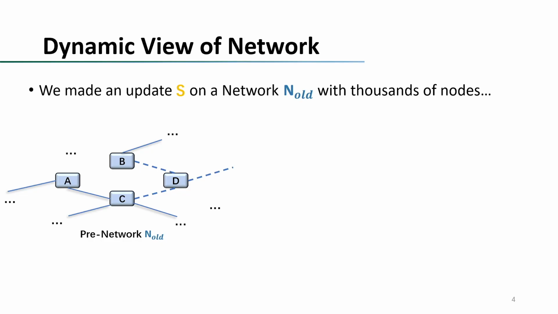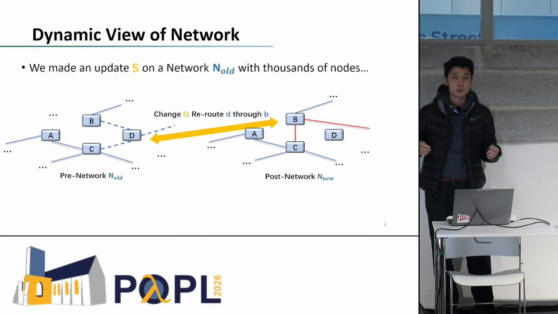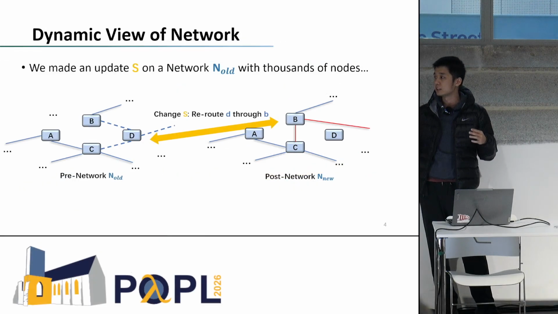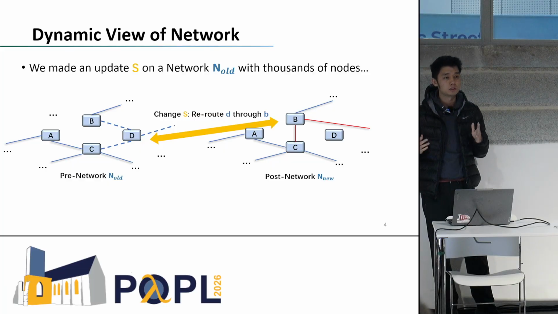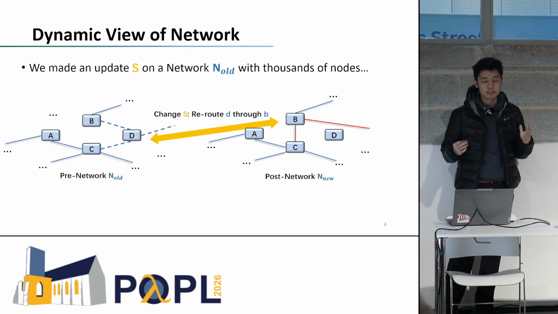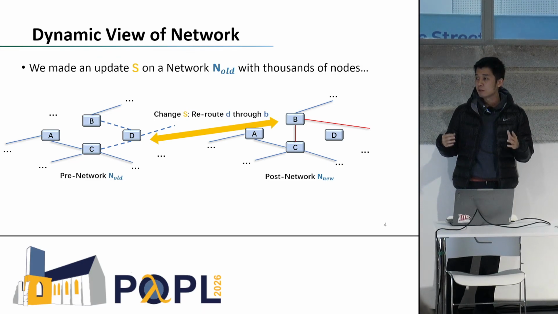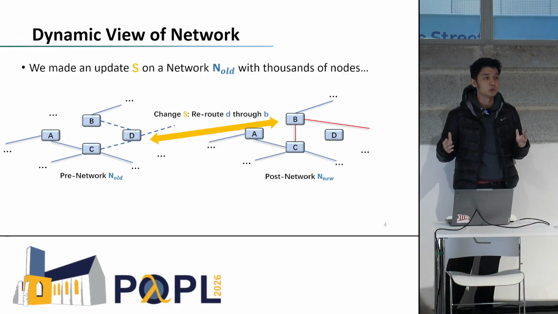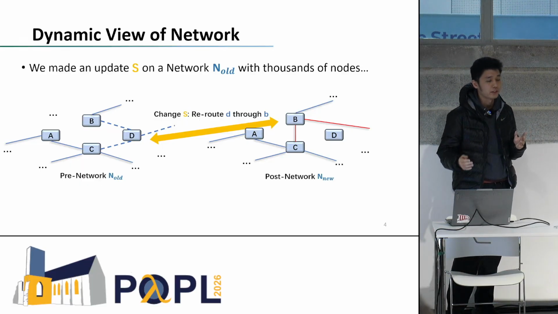So you decided to make an update. That is, you decided to reroute all of the traffic through device D now through device B. And what you want to make sure is that you make the update correctly. However, this kind of change is really hard to capture in traditional network verification.